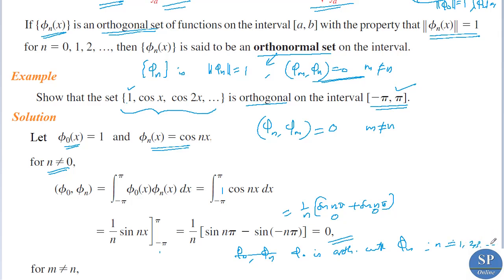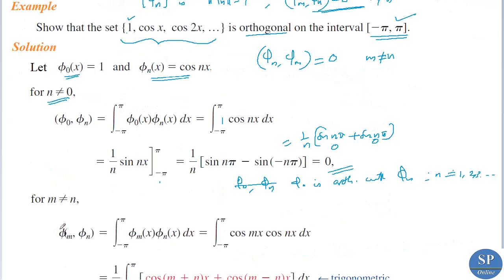Next, we have to show that phi n is orthogonal with phi m for n not equal to m. So the inner product of phi m with phi n is equal to the integral from minus pi to pi of phi m into phi n dx. We have phi m is cos mx and phi n is cos nx. So the integral from minus pi to pi of cos mx into cos nx dx.